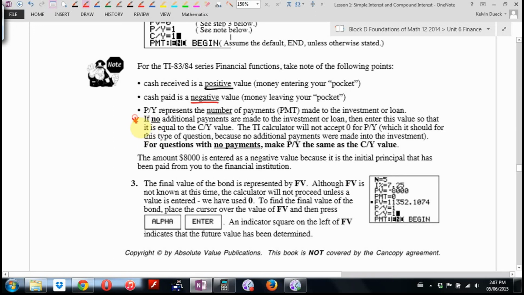Can I put a star next to this? This is just a glitch in the software. Our calculator, whether it's TI or Casio, won't accept 0, which it should, but it won't. So if you're not making payments, then make the PY number the same as the CY number. That's the tricky part, you'll have to remember.